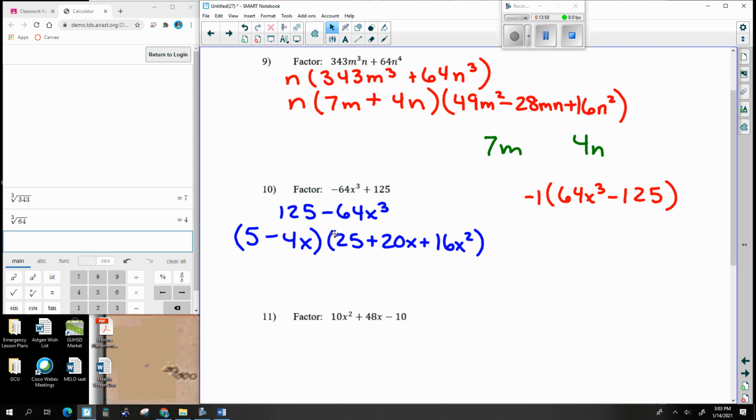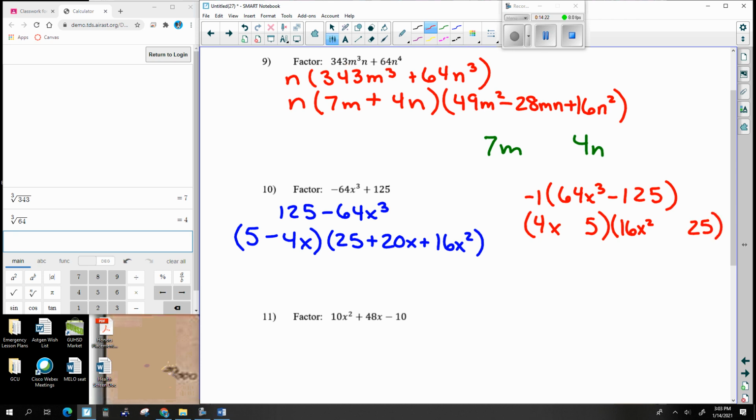Okay. One way you can do it, or you can do it this red way, and so it'll be similar, but just make sure you have an outside -1. So 64 is 4, x to the third is x, 125 is 5. Okay, square out, so 16x squared and 25.